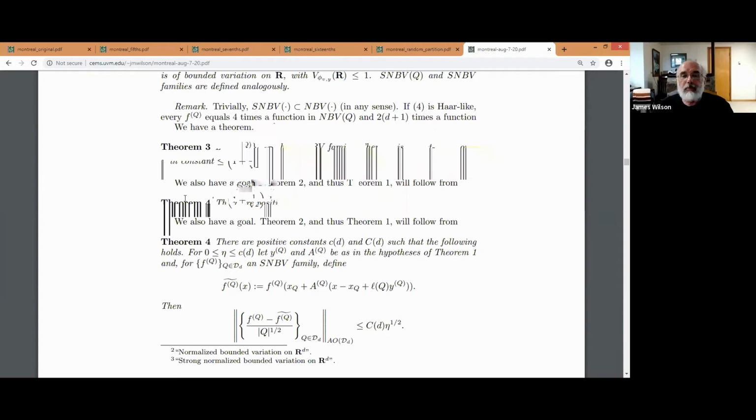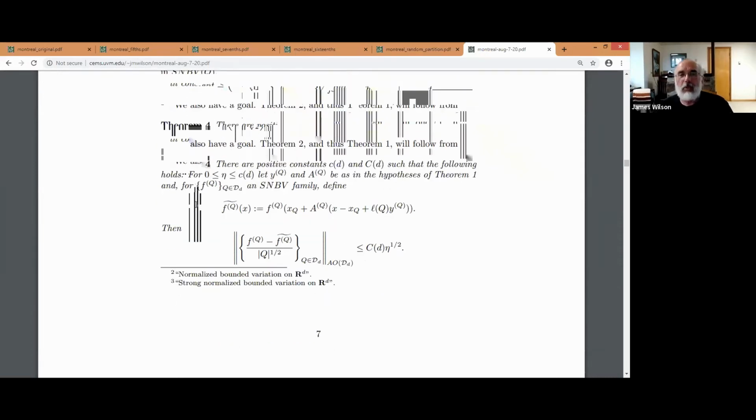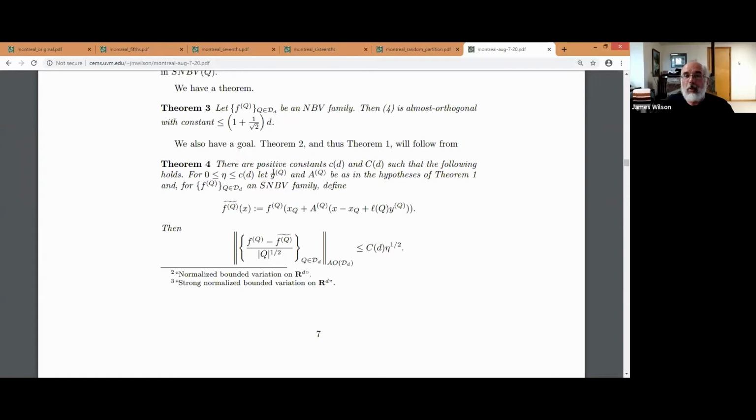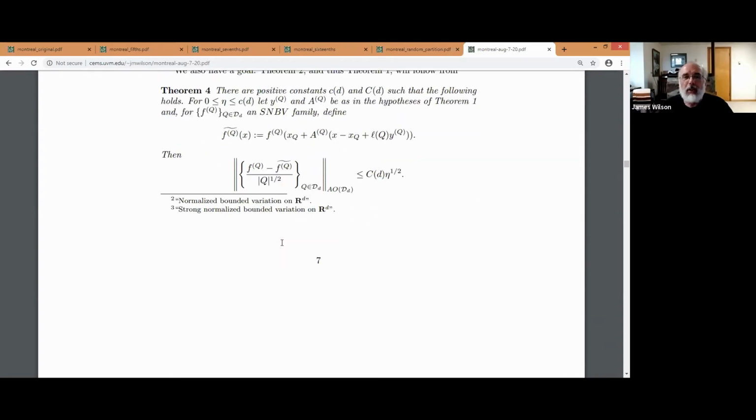Now, thinking about theorem 2, on perturbations of the Haar functions, theorem 2 and thus theorem 1 follow this way. Suppose there are positive constants again so that the following holds: if eta is small enough, and y_Q and A_Q are again small vectors and matrices close to the identity, measured by the infinity norm, and you have an SNBV family, then you perturb each of these by this, and the resulting family is almost orthogonal with size not too big. So these perturbations don't spoil the almost orthogonal property too much. They don't move the functions away from each other in terms of being approximations.